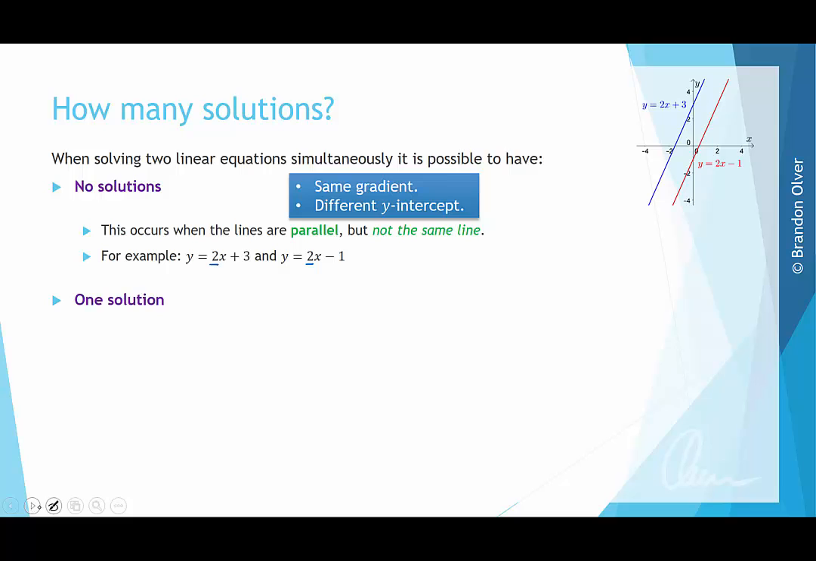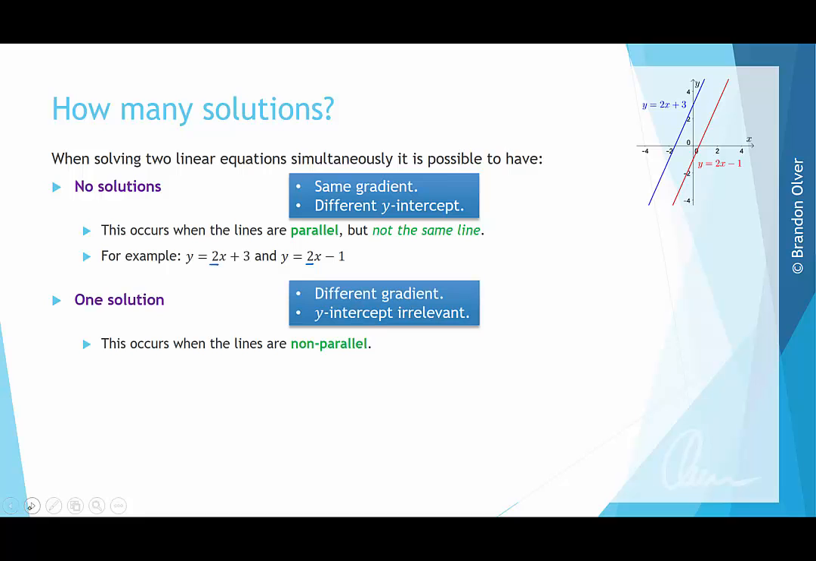It's also possible to have one solution. This occurs when the lines are non-parallel. By non-parallel, that means they have a different gradient, and the y-intercept is irrelevant. They might or might not have the same y-intercept. For example, y equals 2x plus 1 and x plus y equals 4, which we've already seen, is a case where they have different gradients, so they do have one point of intersection.